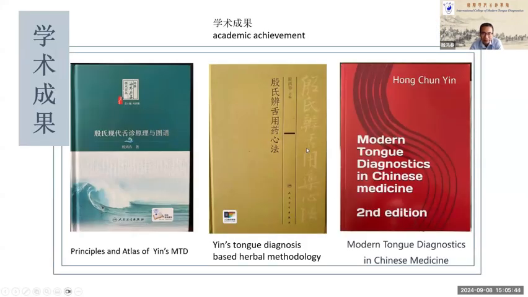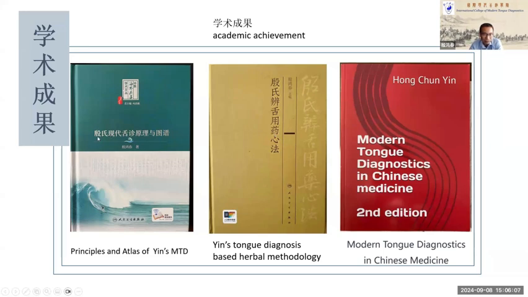These are 3 books from me. This is the English edition. You can find this on Amazon. Just type this name, Modern Tongue Diagnosis in Chinese Medicine. You will easily get it. Better to buy the second edition.